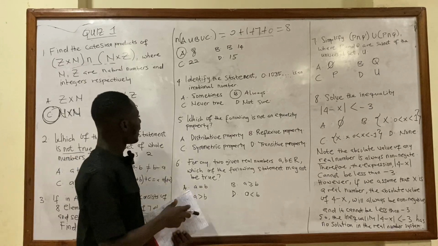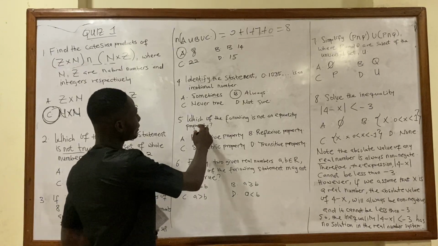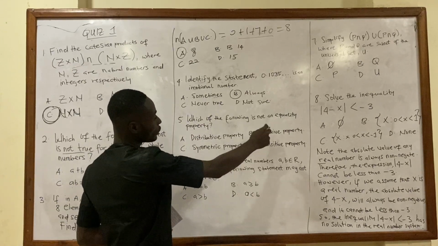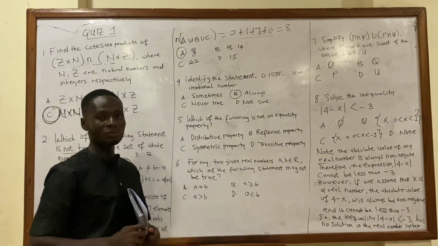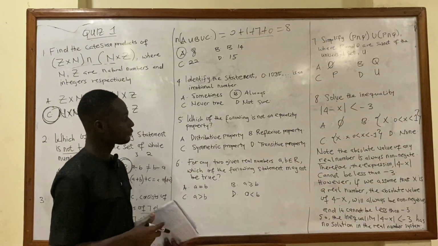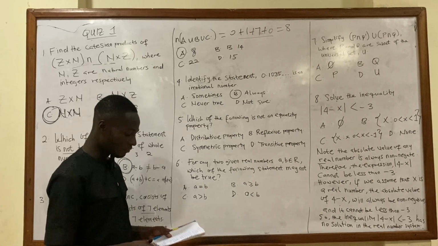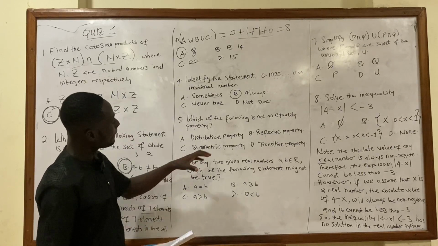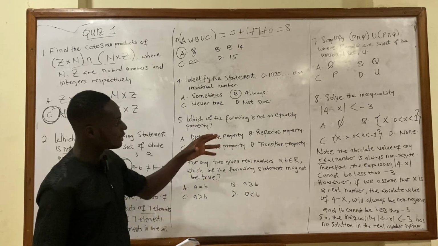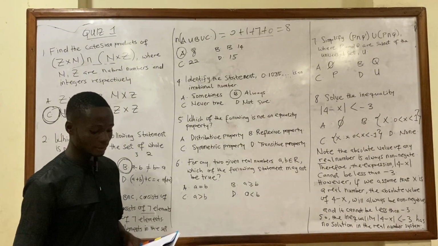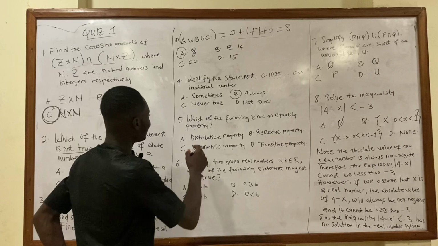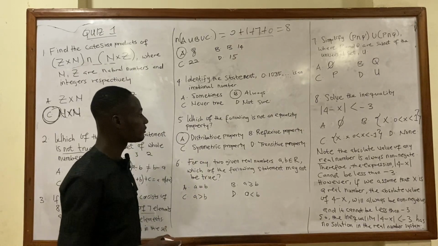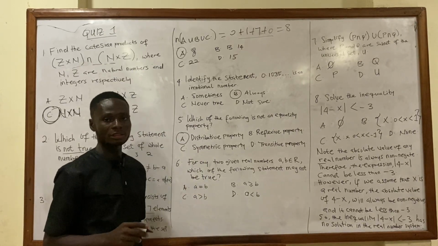All right, and then our question 5 is, which of the following is not an equality property? All the properties over here are making sense, but which one is not an equality property? All right, so over here we can see that this property, the distributive property, is not an equality property.